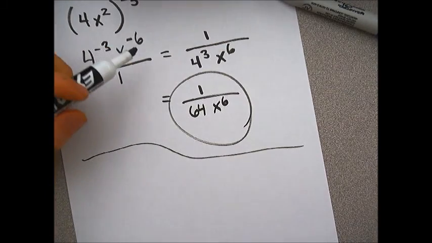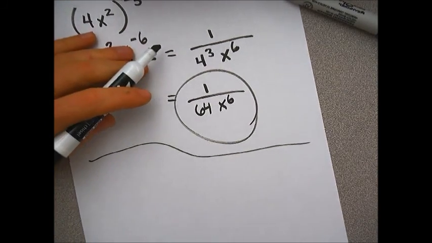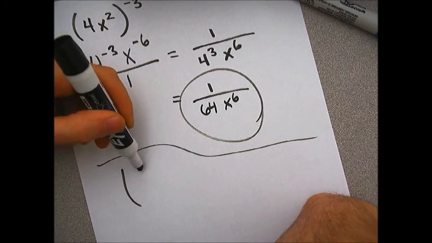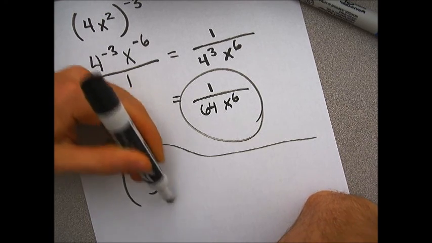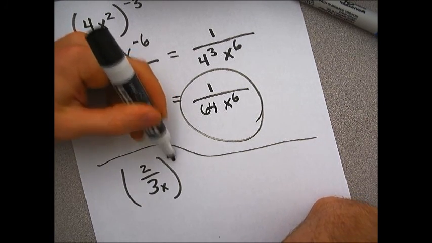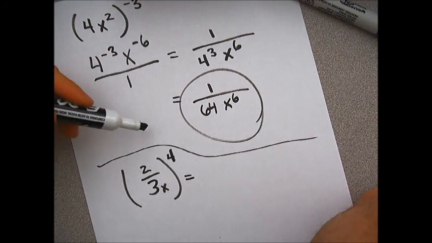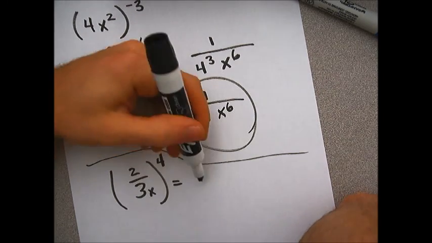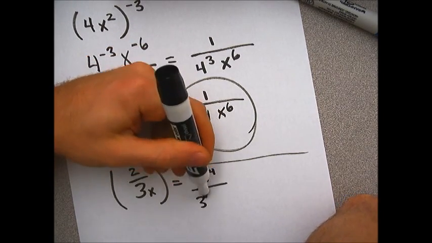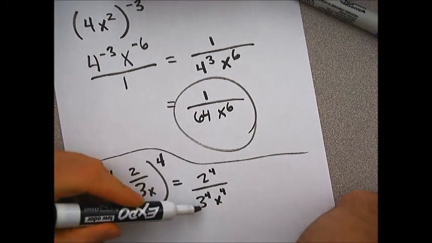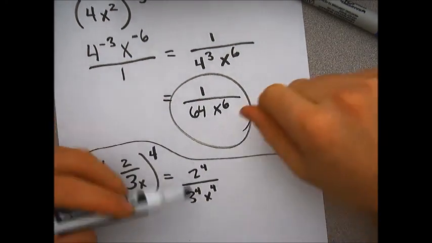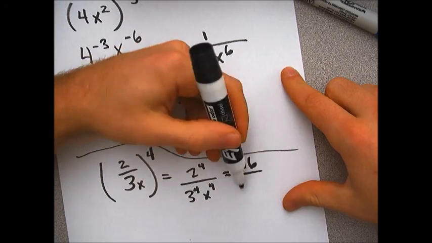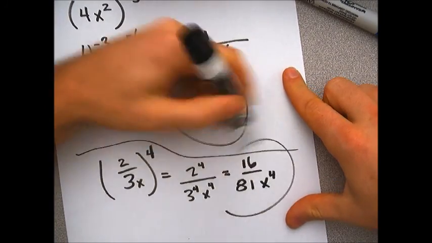If we look at the second one in your packet, something similar that we could compare to, let's say we have 2 over 3x, and we're going to take this and raise it to the fourth power. When I take a fraction and I raise it to a power, I raise the top and I also raise the bottom. So this becomes 2 to the fourth over 3 to the fourth x to the fourth. Notice on the bottom we apply this fourth power to the 3 and the x. This gives me 16 over 3 to the fourth, which is 81, x to the fourth.